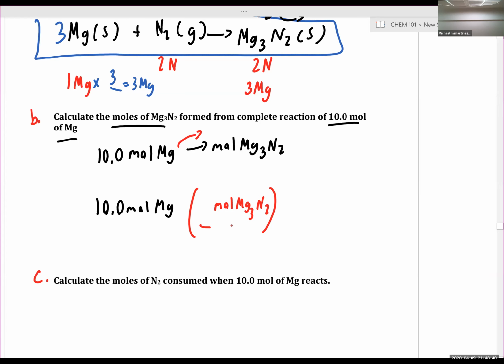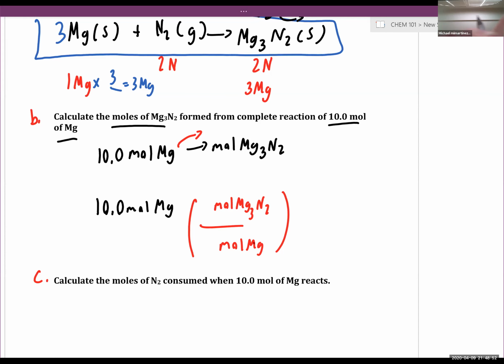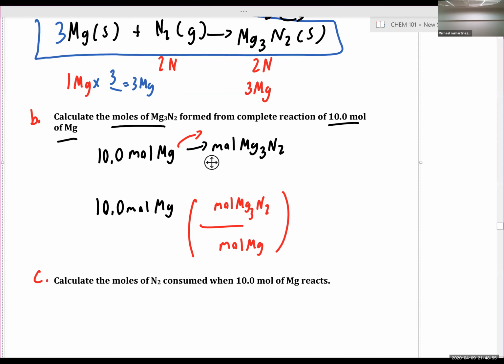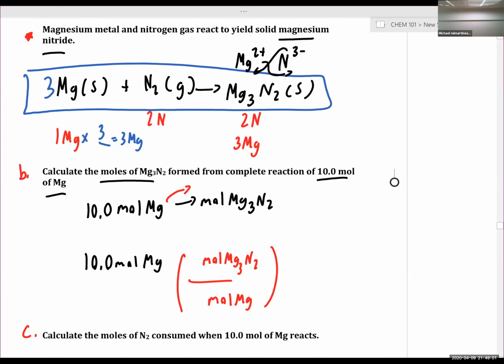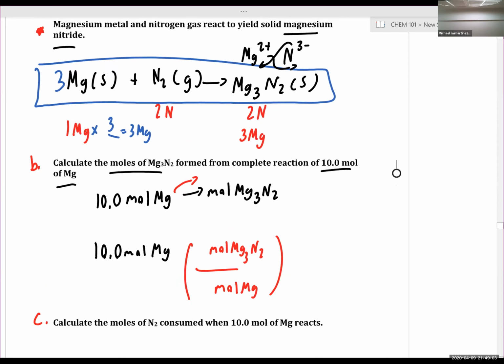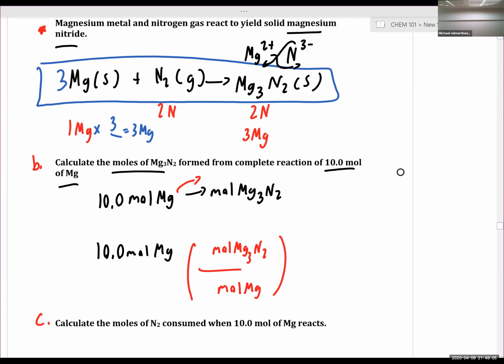Okay, and what units are going to be on the bottom? Yep. Okay, so for the moles of magnesium nitride, how many moles of magnesium nitride are we producing in this reaction? What's our coefficient for magnesium nitride?